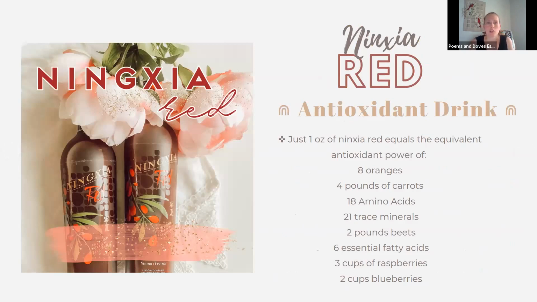So this one's about Ningxia Red, I mentioned a little bit earlier. I just wanted to go into a little bit about what was in Ningxia Red. It has the antioxidant power of 8 oranges, 4 pounds of carrots, 18 amino acids, 21 trace minerals, 2 pounds of beets, 6 essential fatty acids, 3 cups of raspberries, 2 cups of blueberries. All of that in 1 ounce. This is not what's in the bottle. That's what's in 1 ounce. So this is some concentrated stuff, but really great for infusing your body with those antioxidants.